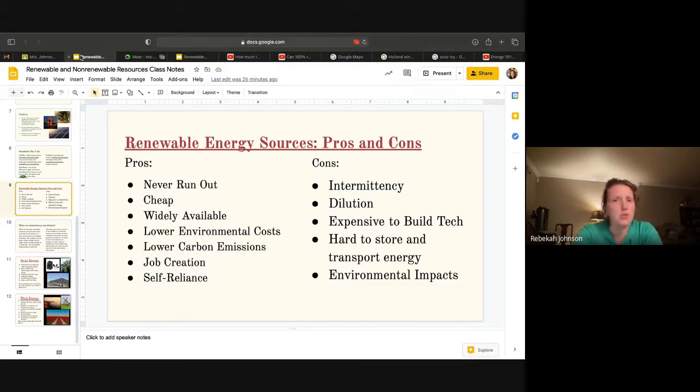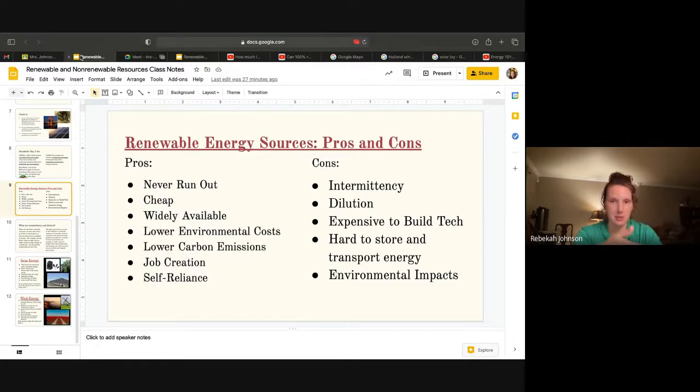It is hard to store energy and hard to transport energy. And that seems like a weird concept in the first place because that's not really how we do things. We create energy, we create power where we need it and use it when we need it.